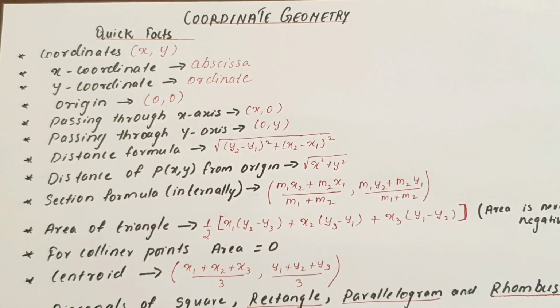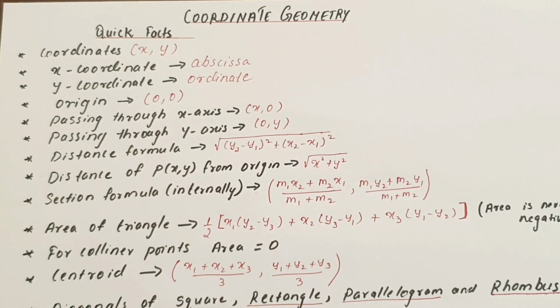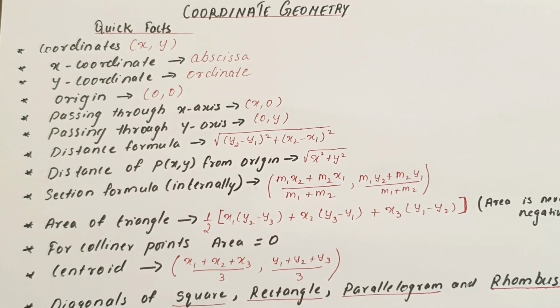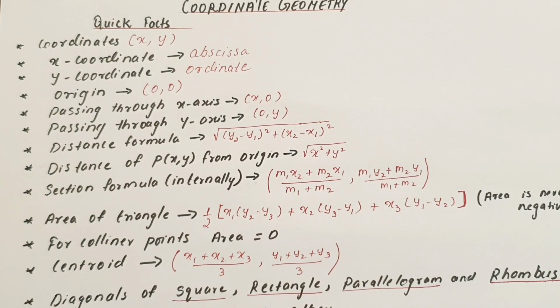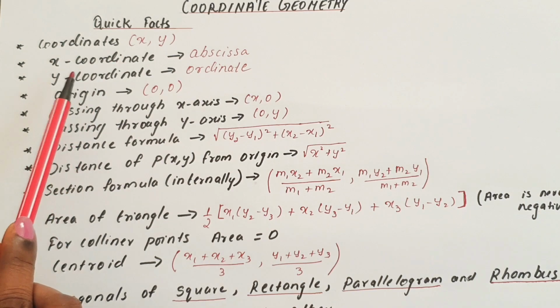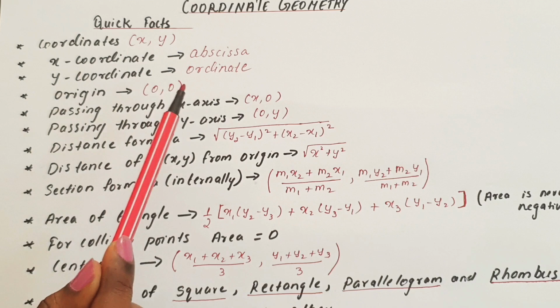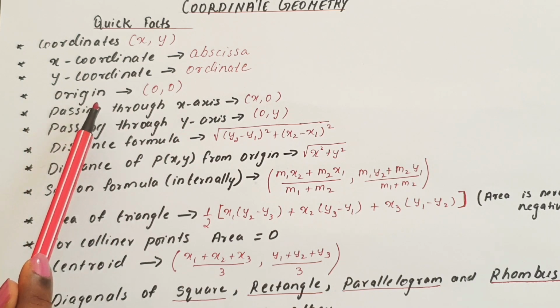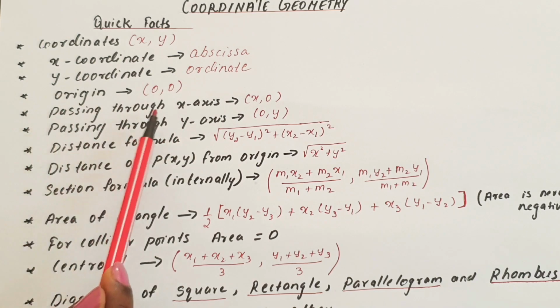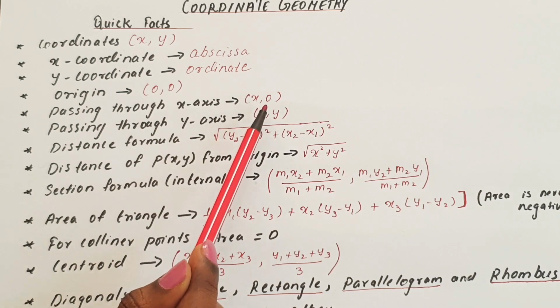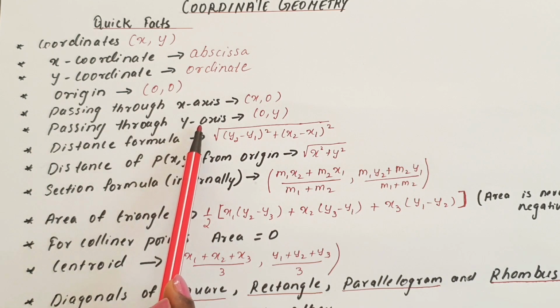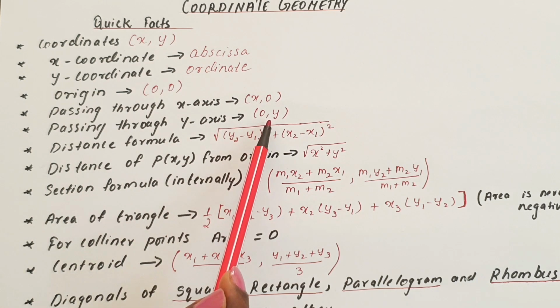Today's topic is coordinate geometry. We discussed in the previous video the important formulas and the concepts of coordinate geometry. We'll still quickly go through all the concepts once again. How to represent the coordinates? It's x comma y, and x coordinate is also called abscissa. Y coordinate is also called ordinate. The origin is always denoted by 0, 0. Passing through x-axis means the y value is equal to 0. Passing through y-axis means x value is equal to 0.